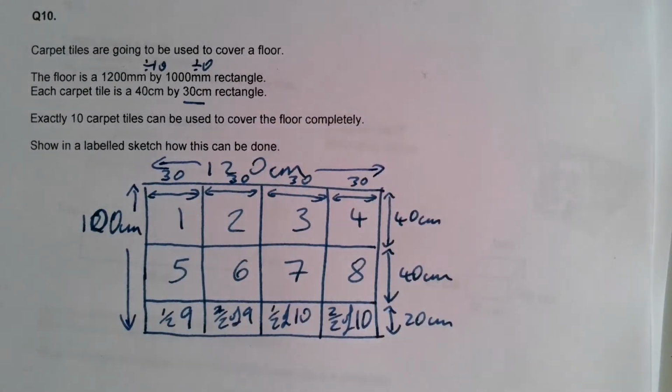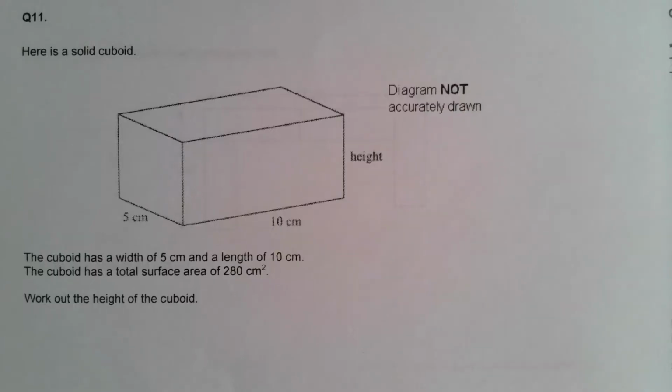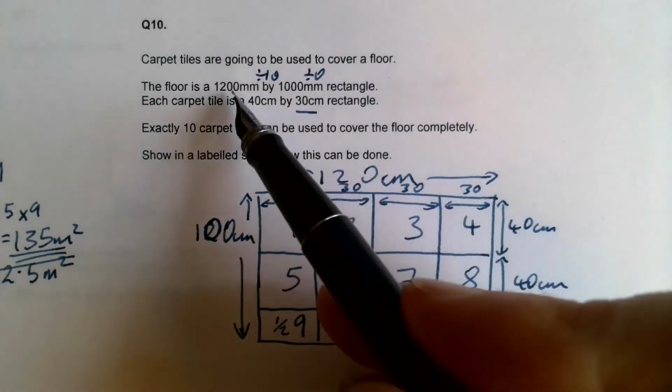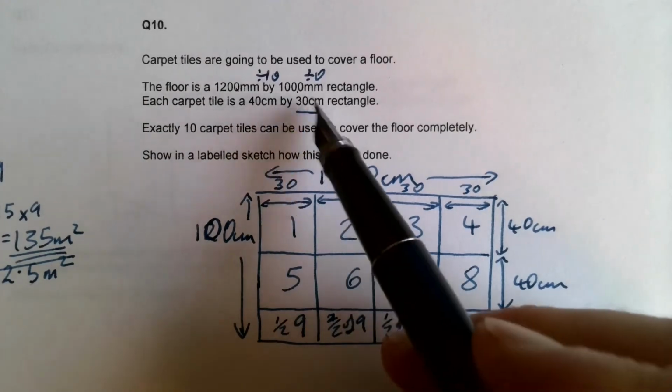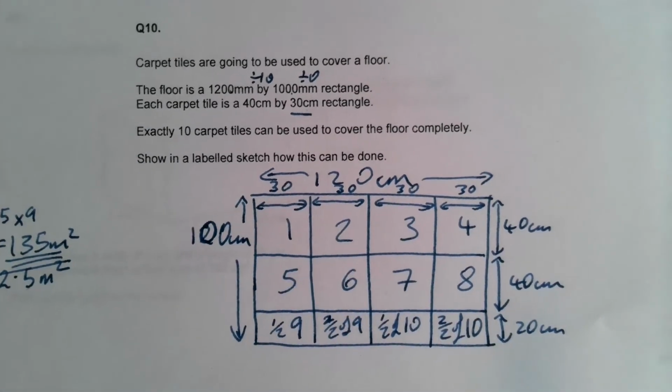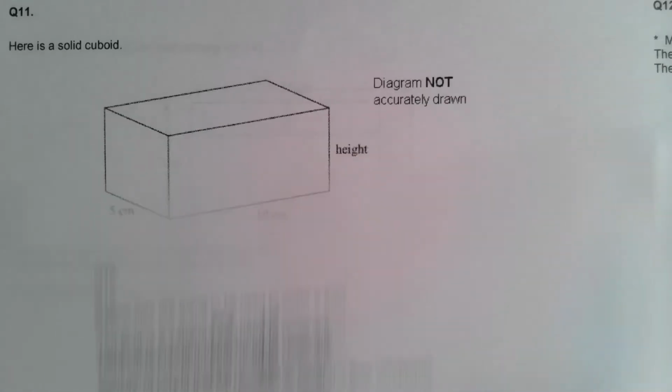Maybe putting in your dimensions like that with arrows does help to make it that extra bit clearer. There were 3 marks for that last question, by the way. If you changed these into centimeters or those into millimeters, just doing that would get you 1 mark. Then some attempt to set it out and fit some of the tiles in would get you a second. Showing all 10 of them clearly there would get you the 3rd mark.